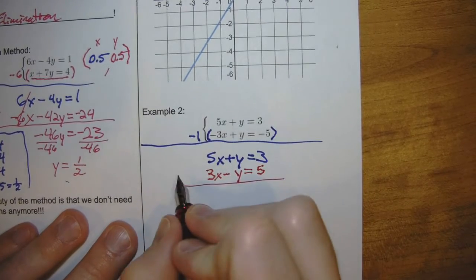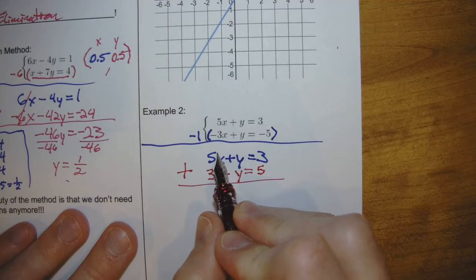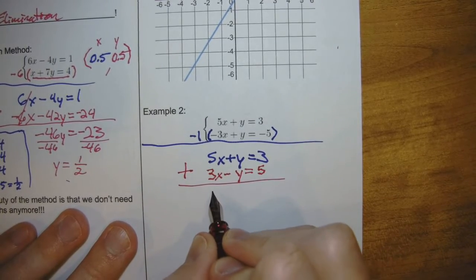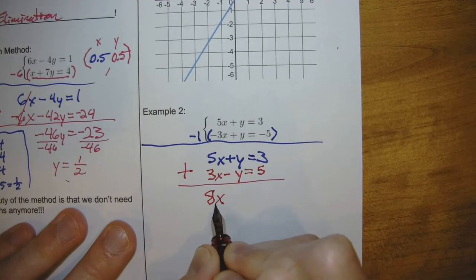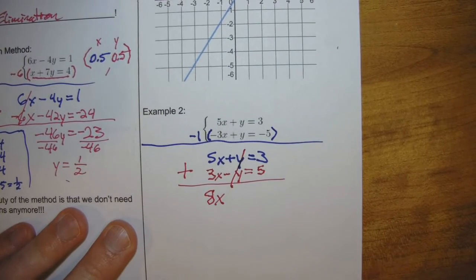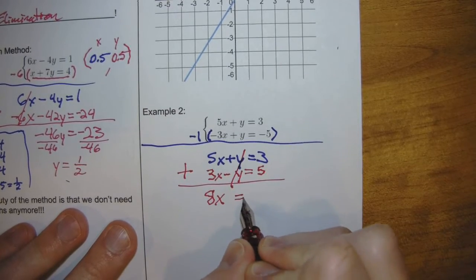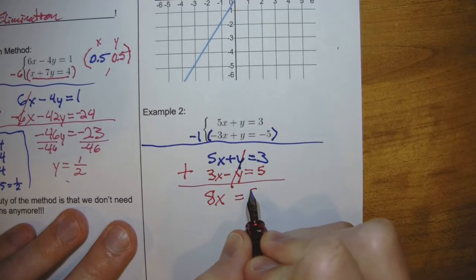Now watch what I can do. I can now add these together. 3x and 5x make 8x. A +1y and a -1y, they cancel each other out. It's like it never existed. On the other side, 3 plus 5 is 8.